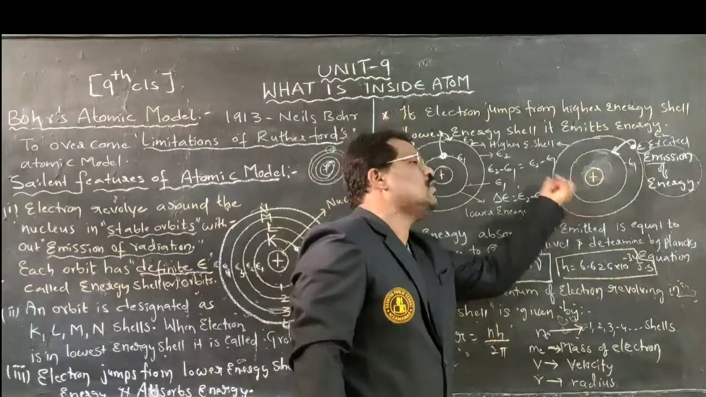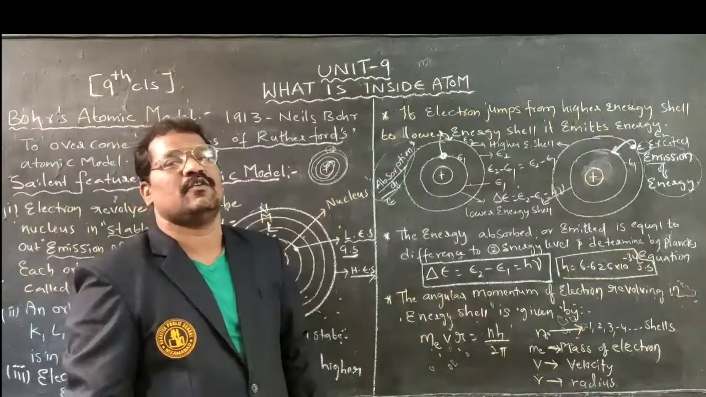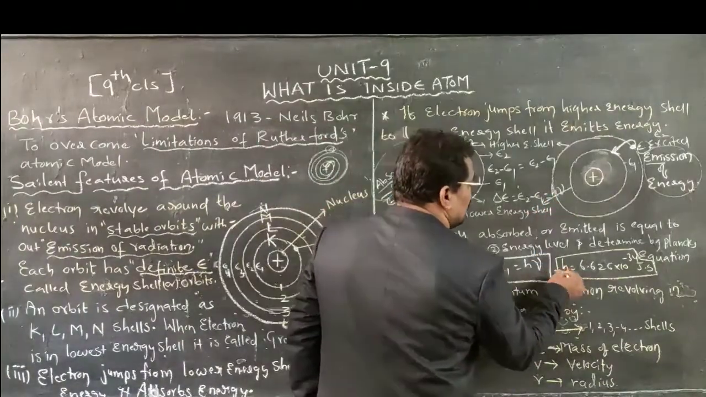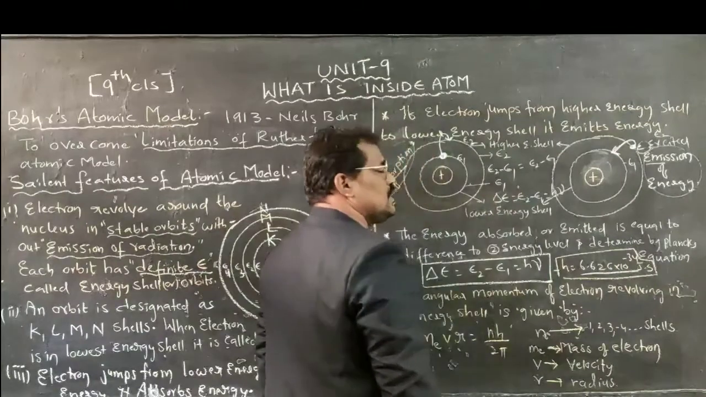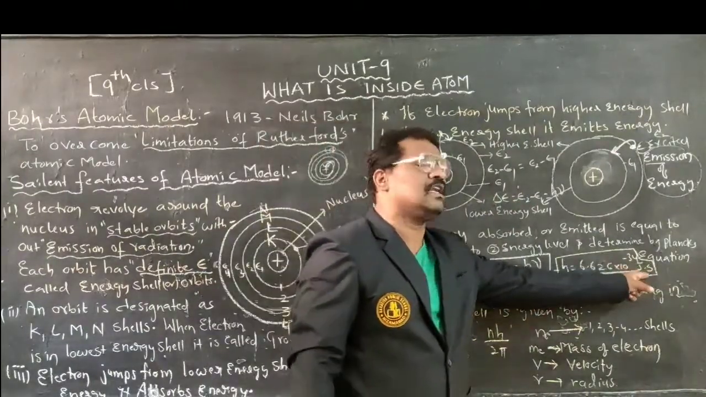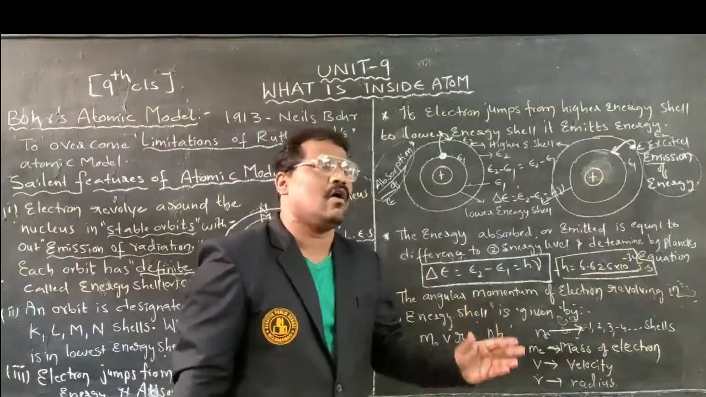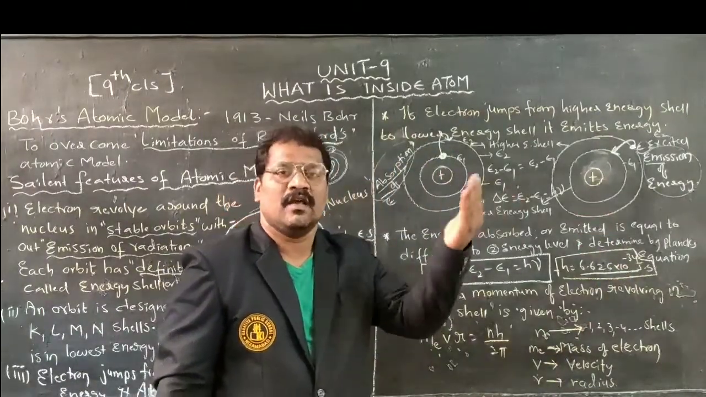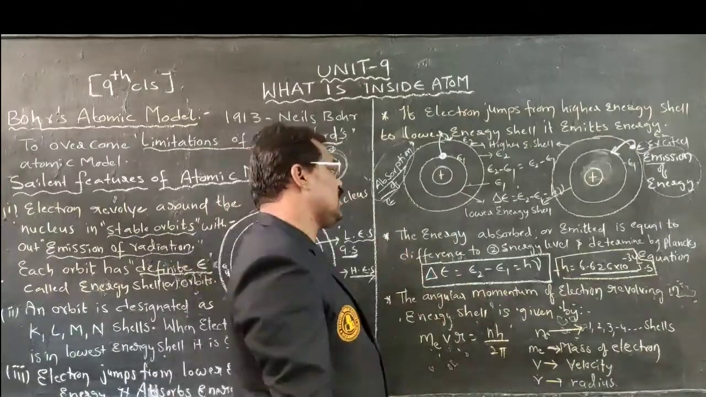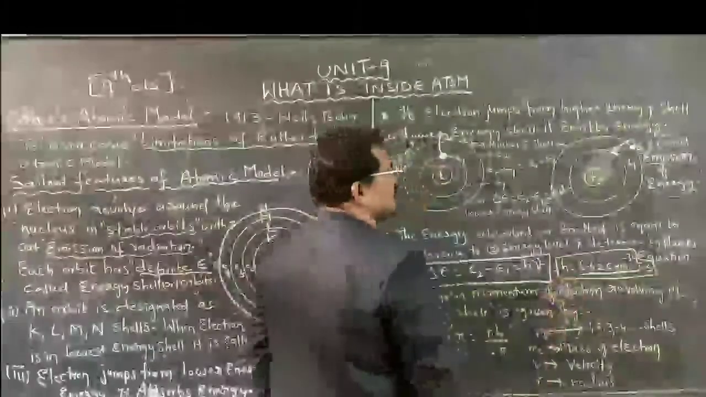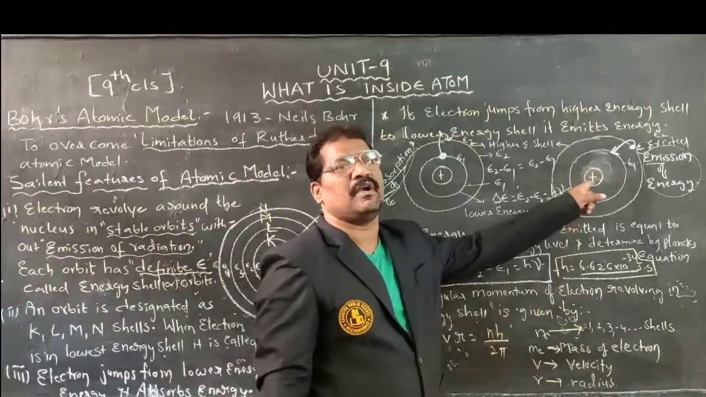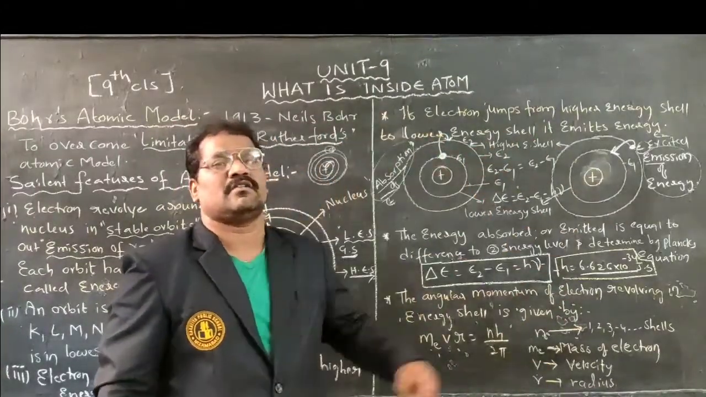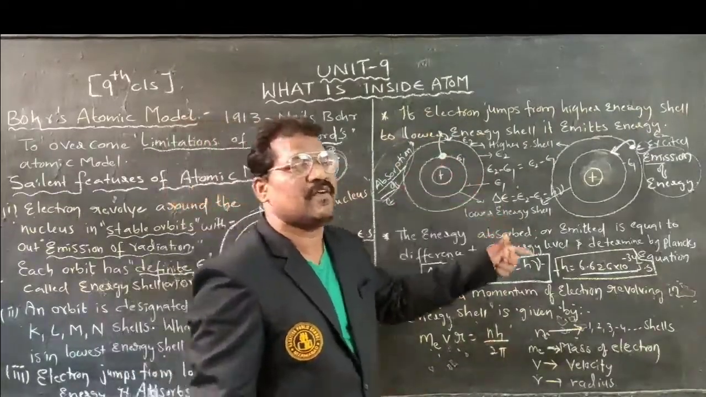That will be equal to Planck's equation, that is h into mu, where h is called the Planck constant, whose value is equal to 6.626 into 10 to the power of minus 34 joule second, or 6.626 into 10 to the power of minus 27 ergs per second. Mu is nothing but the frequency of that particular orbit, the number of cycles orbited by the electron around the nucleus in the specified orbit.